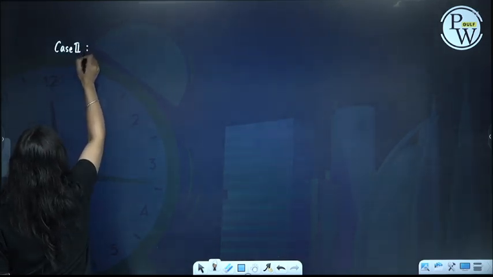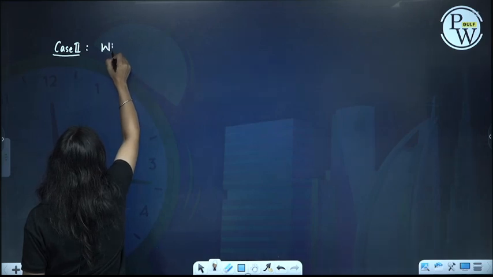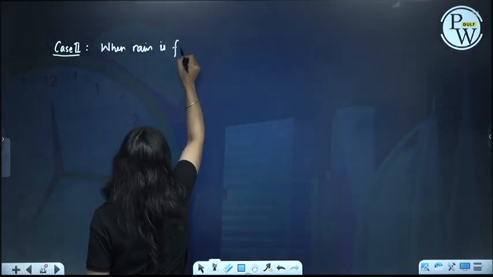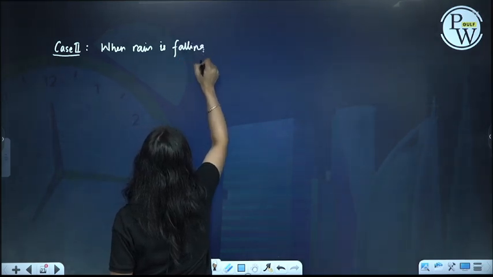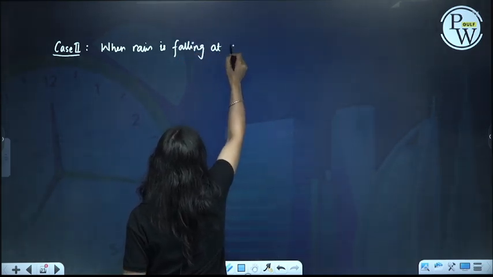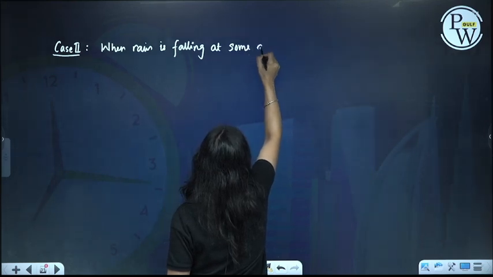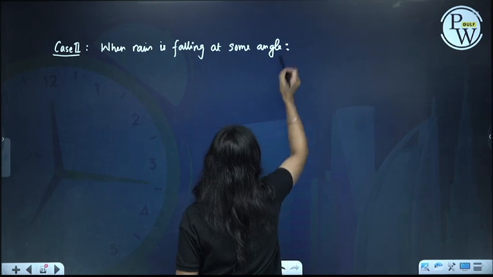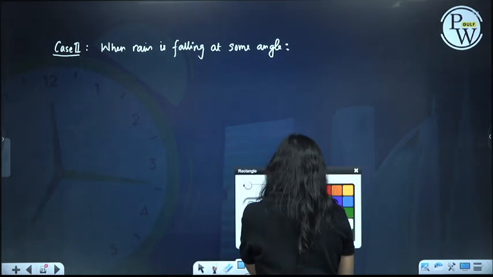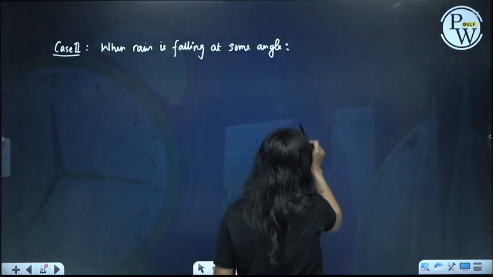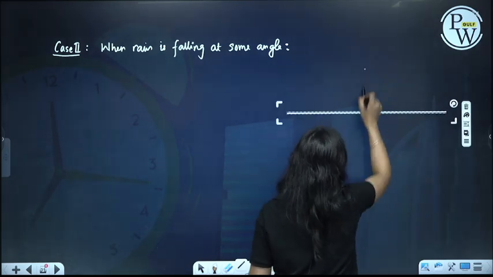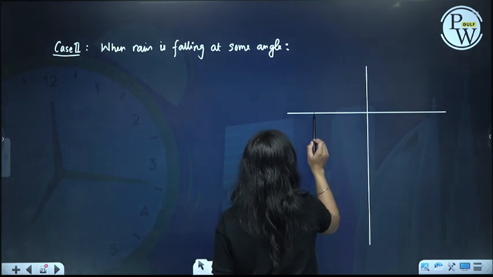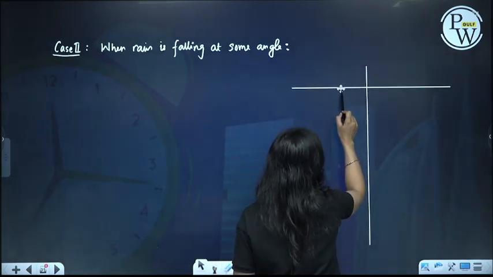Case 2, when rain is falling at some angle. Now rain is not falling vertically downwards, it is falling at some angle. Let us do that case. This is the horizontal, this is the vertical direction.